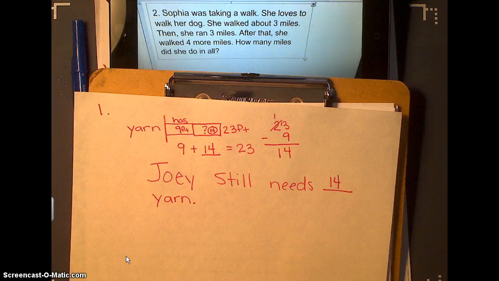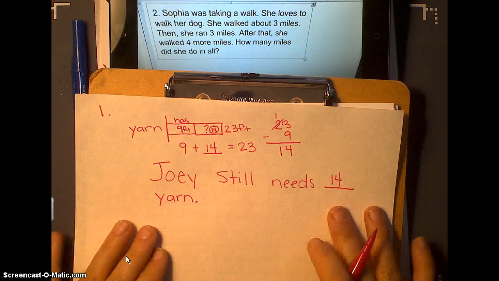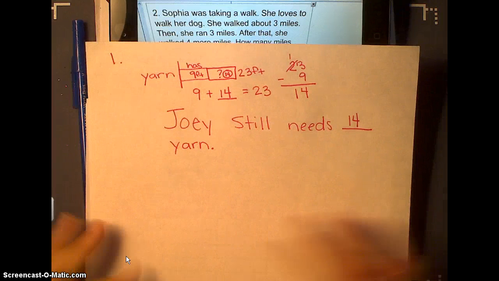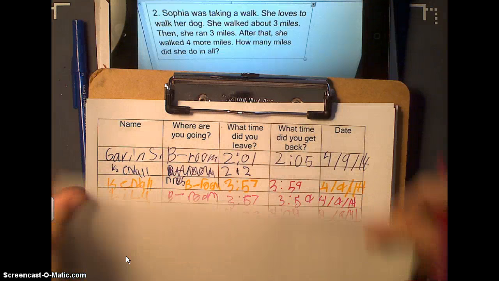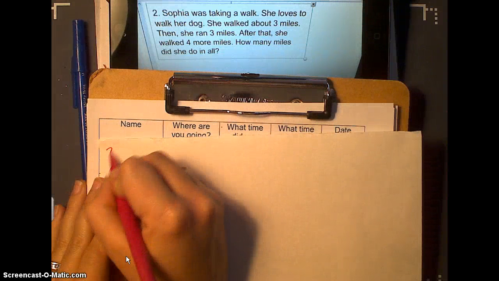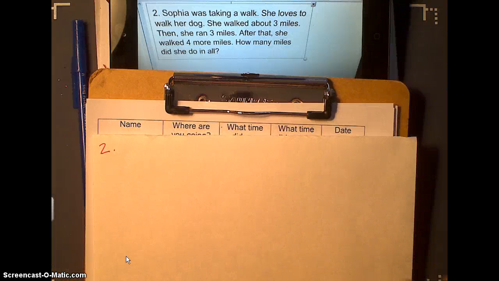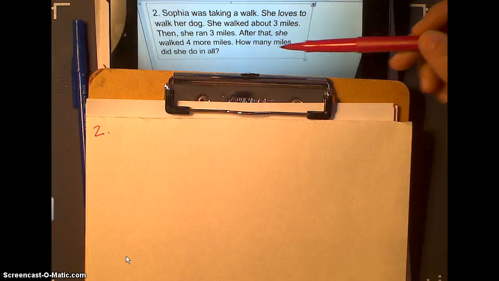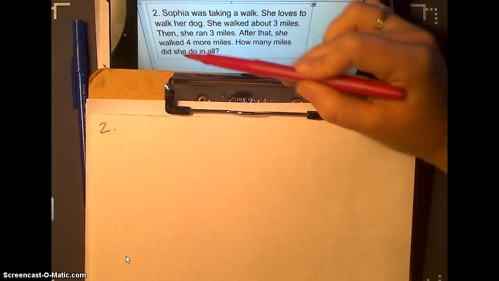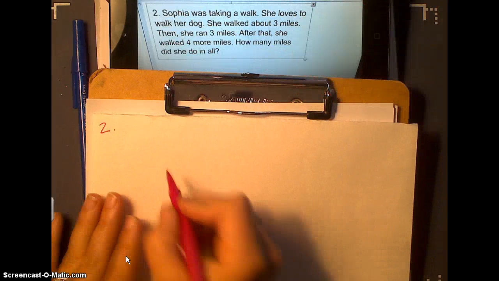So, I'm going to write number 2 because this was the first one. And now we're going to write the second one. I'm just going to fold my paper so it's not distracting us. First thing we need to do is take our question and make it into a statement. So how many miles did she do in all? I'm going to get rid of how many miles did, and change she into Sophia.